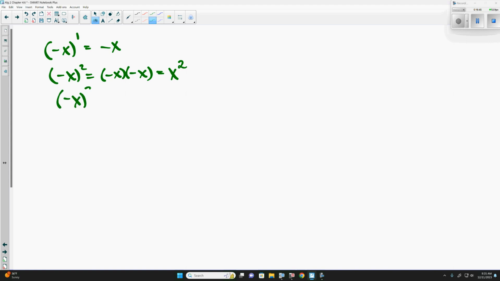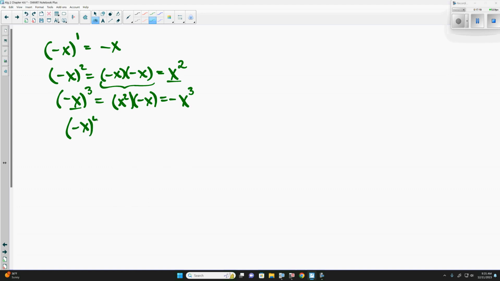We did negative x cubed. Well, we're just taking what we had previously and multiplying it by what? Negative x, yes? Well, our x squared times negative x is really what we're saying. X squared times x would be x to the 3rd. But a positive times a negative is a negative, yes? Yeah. Negative x to the 3rd.